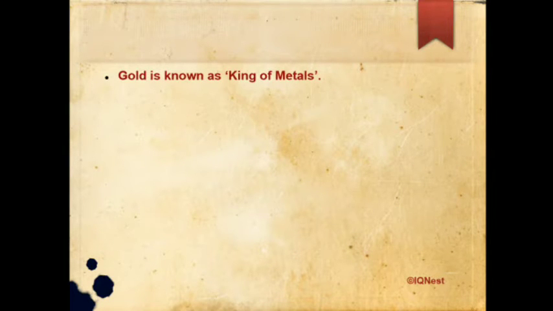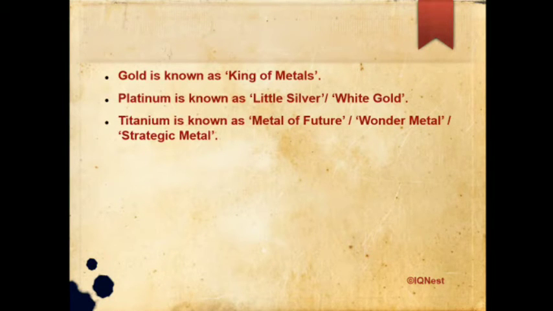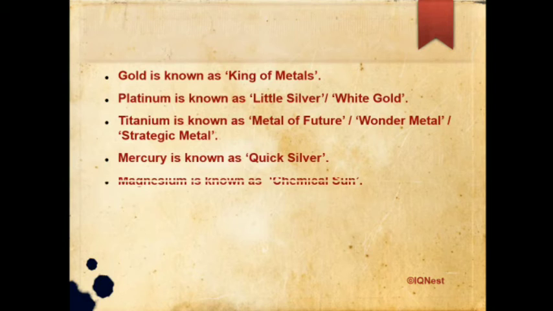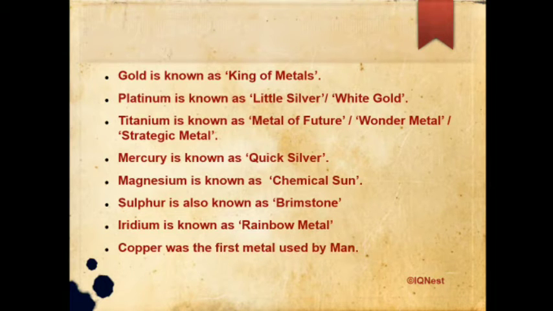The next point, gold is known as king of metals. Platinum is known as little silver or white gold. Titanium is known as metal of future or wonder metal or strategic metal. Next, mercury is known as quicksilver. Magnesium is known as chemical sun. Sulfur is also known as brimstone. Iridium is known as rainbow metal. And copper was the first metal used by man.